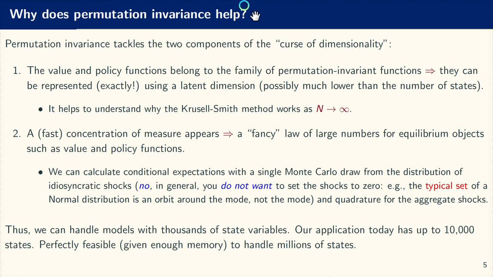And then, once we have taken care of the individual shocks, we can always evaluate the aggregate shocks using a quadrature. That means that in practice it's going to be perfectly possible to handle models with thousands of state variables. And our application today will have as many as 10,000 states. And it will be perfectly feasible, if you give me enough memory, to handle millions of states. And we are going to do this on a regular laptop, and we are going to be able to get solutions that I will argue are going to be extremely accurate in just a couple of minutes.